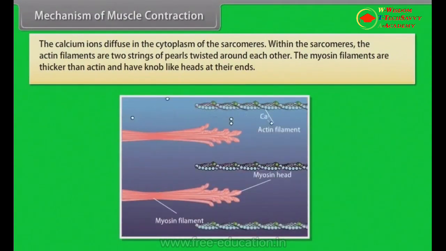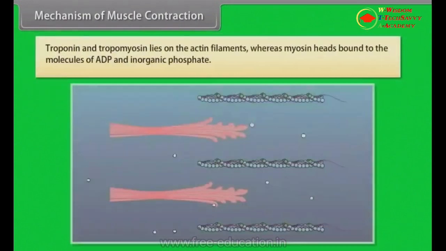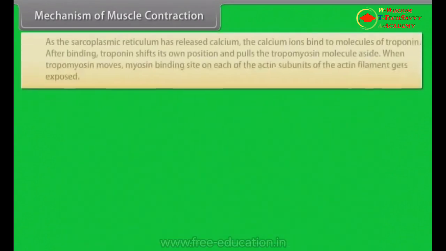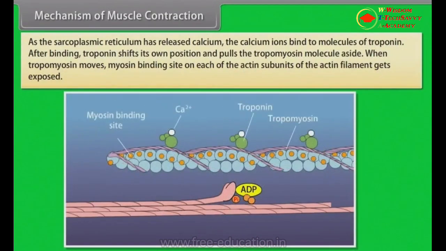Within the sarcomeres, the actin filaments are two strings of pearls twisted around each other. The myosin filaments are thicker than the actin and have knob-like heads at their ends. Troponin and tropomyosin lie on the actin filaments, whereas myosin heads are bound to the molecules of ADP and inorganic phosphate. As the sarcoplasmic reticulum has released calcium, the calcium ions bind to the molecules of troponin.